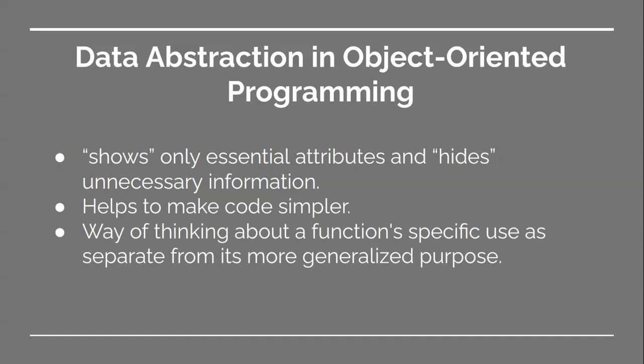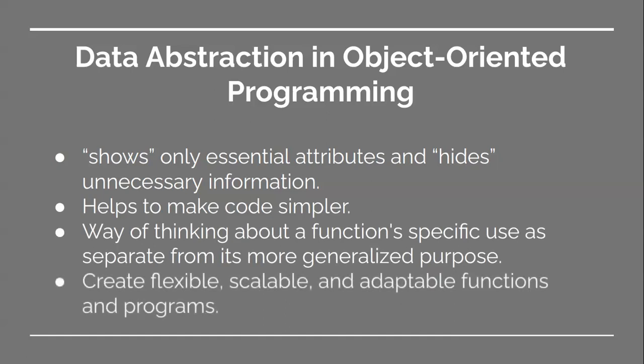From a programmer's perspective, if we think about data abstraction, there is more to it than just hiding unnecessary information. One other way to think of abstraction is as synonymous with generalization. If, for instance, you wanted to create a program to multiply 8 times 7, you wouldn't build an application to only multiply those two numbers. Instead, you'd create a program capable of multiplying any two numbers. To put it another way, abstraction is a way of thinking about a function's specific use as separate from its more generalized purpose. Thinking this way lets you create flexible, scalable, and adaptable functions and programs.